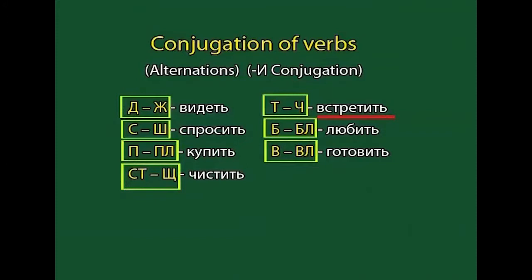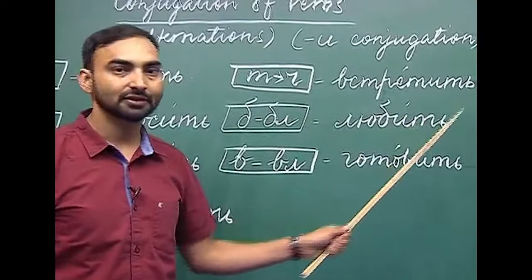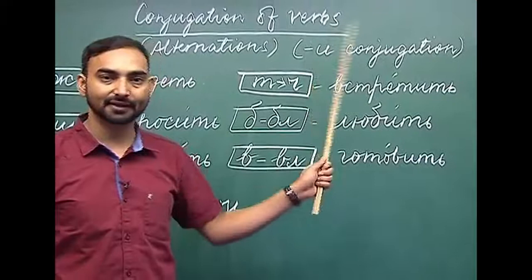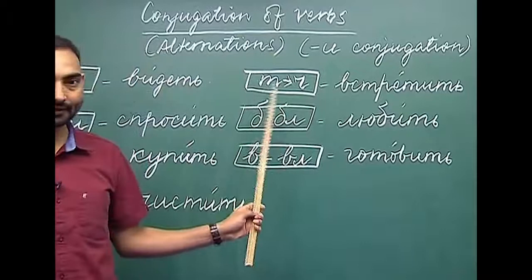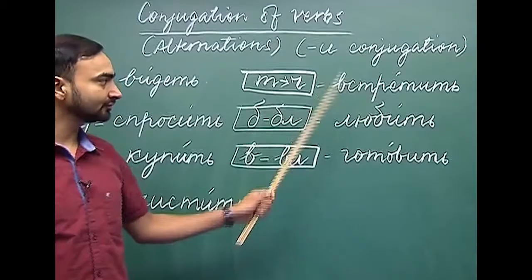So, how do you conjugate strechit? Ya strichu, ti strechish, onana strechit, mi strechim, vi strechiche, ani strechit. So, here again we are following this alternation, or this alternation happens only with the first person singular number, ya. And in the rest of the forms, we follow the same ta.